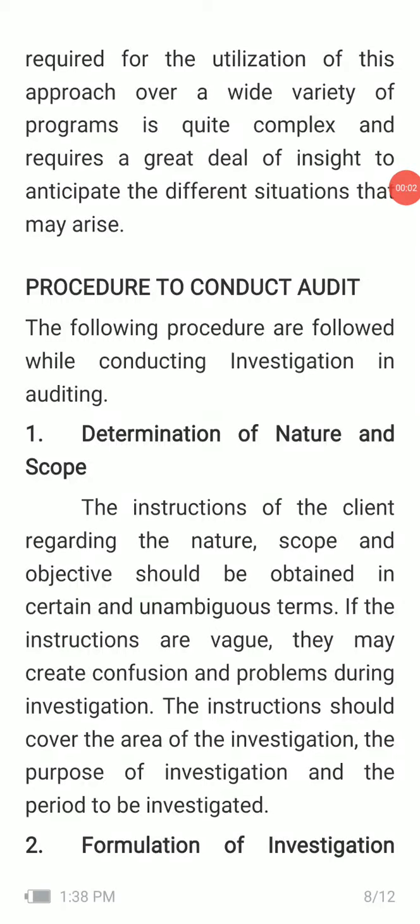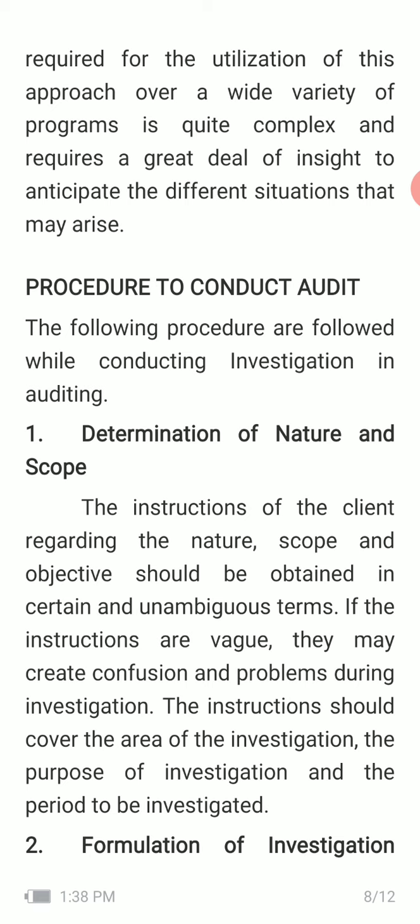Good afternoon, students. In the last video, I explained the test data and the different techniques of test data. The next concept is the procedure to conduct the audit. There are various procedures to conduct the audit. We'll see them one by one. The first one is determination of nature and scope.